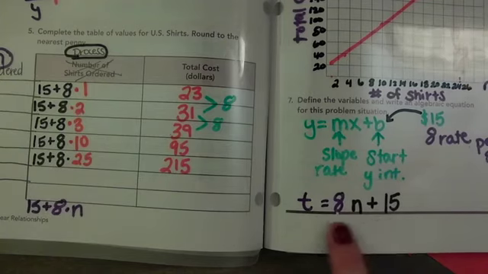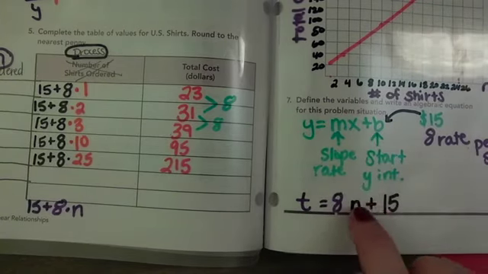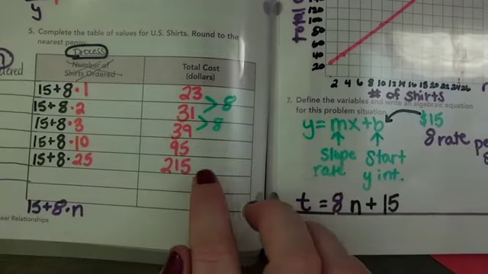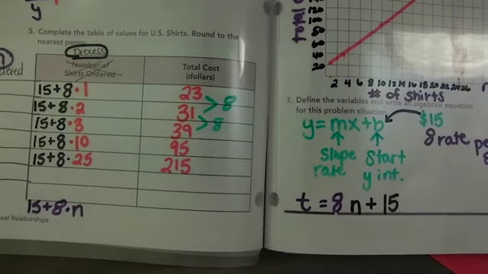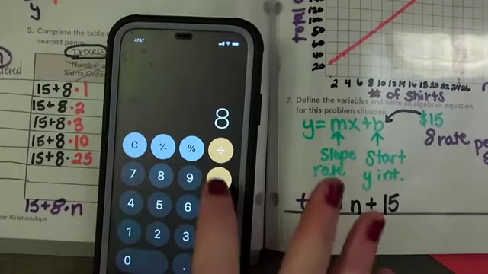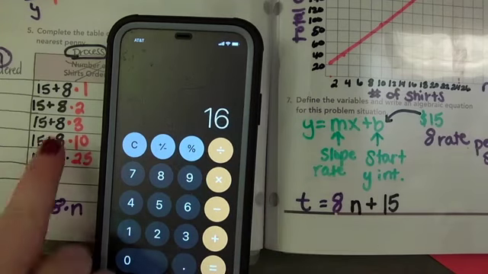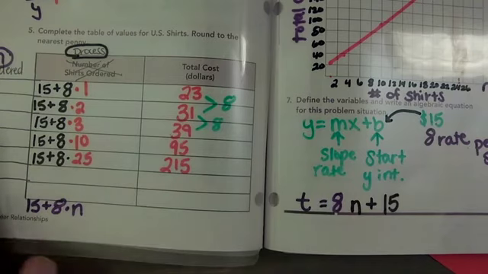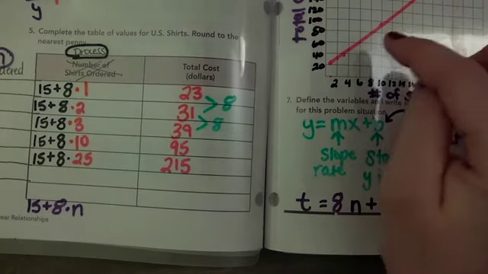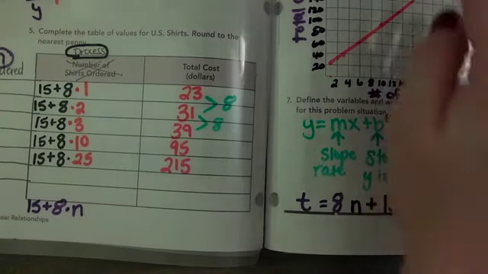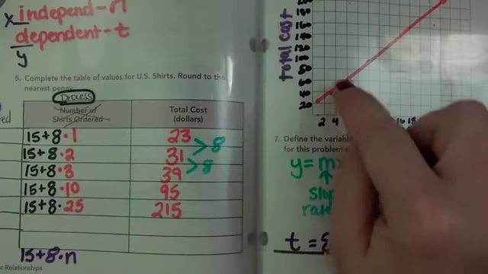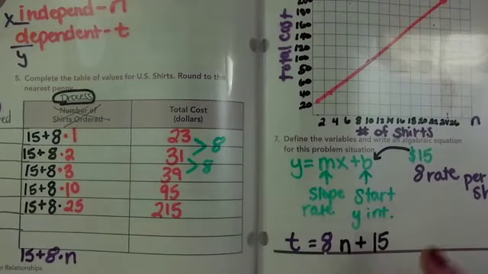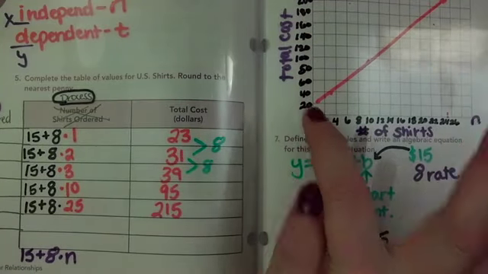So this equation for this problem would give us all of these numbers. Notice it was 8 times 2 was 16 plus 15 gave us the 31. So that's the equation. You could also use the graph and find your slope going up and over, and then you could see that this would actually start at 15.